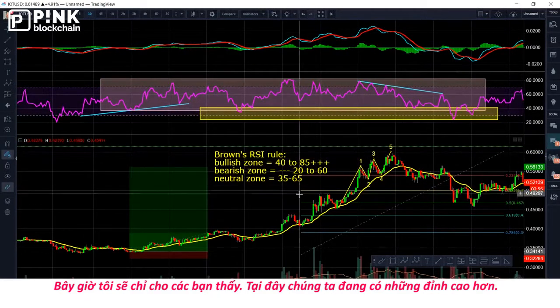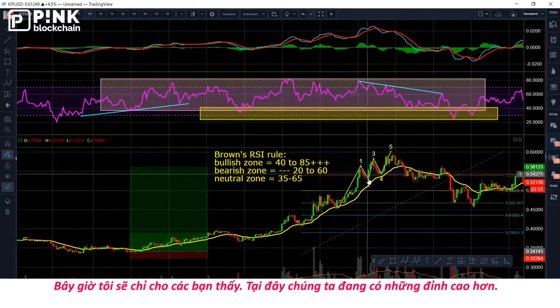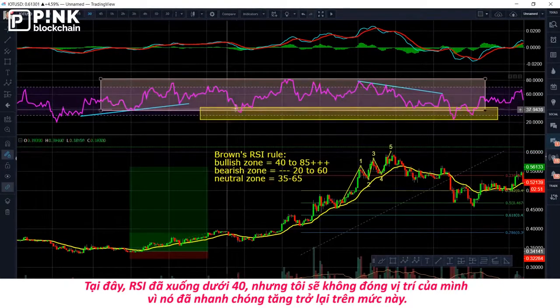Now, I'm just going to show you guys how it's done. So here we get a series of higher highs, right? Here we would not close it yet because it's clearly just bouncing up there. I would give it a little bit of time.